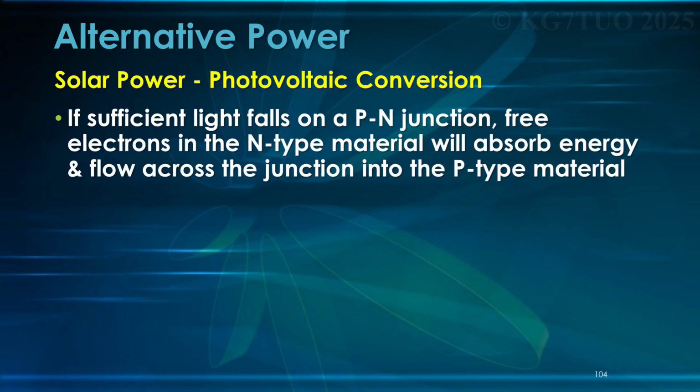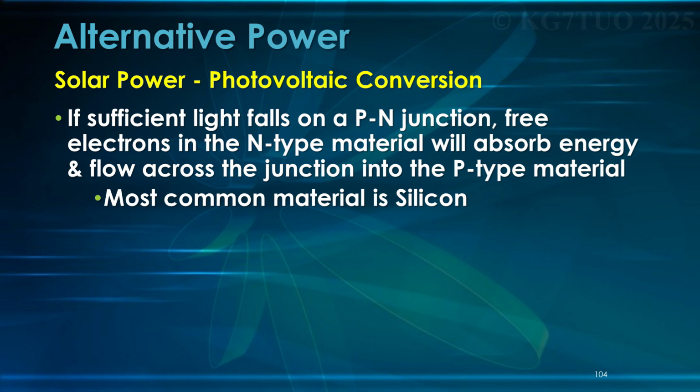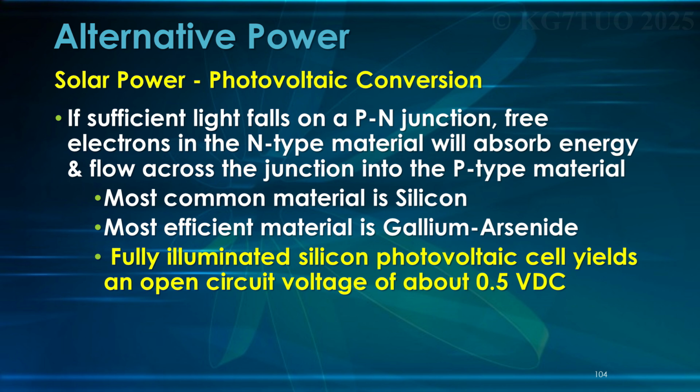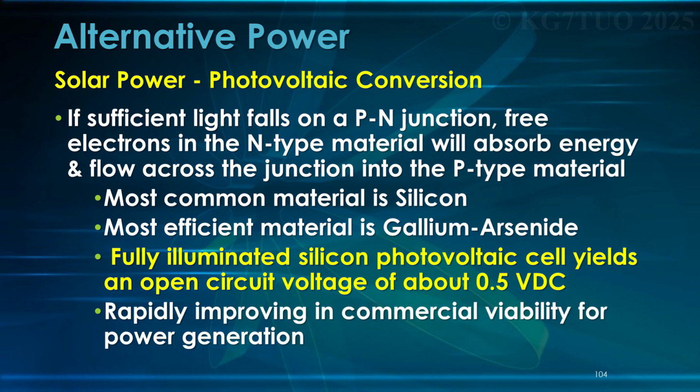If sufficient light falls at a p-n junction, free electrons of the n-type material will absorb energy and flow across the junction into the p-type material. Voila, you have a solar panel. Most common material is silicon. Most efficient material is gallium arsenide. A fully illuminated silicon photovoltaic cell yields an open circuit voltage of 0.5 volt. They string a bunch of them together until they get whatever they need. Usually it's something well over 12 volts. They want 18, 20, 26 volts. Rapidly improving in commercial viability for power generation.